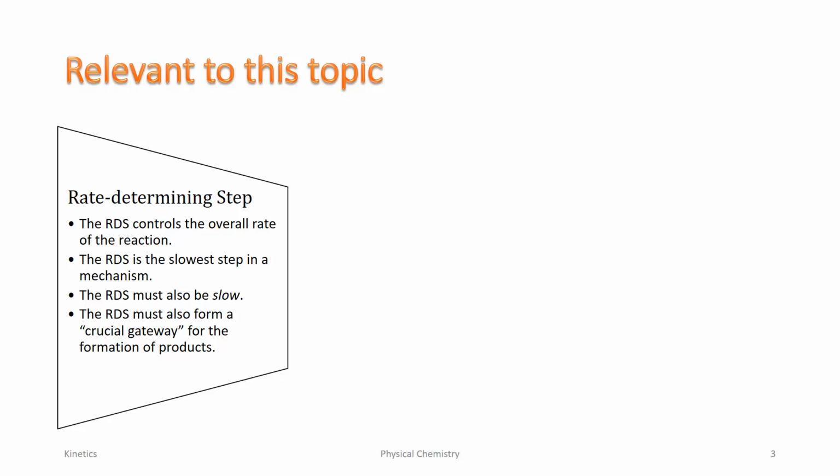And for it to be a rate determining step, that is this particular elementary reaction, it must form a crucial gateway for the formation of products. That is to say, there's no other possible alternative route that can circumvent this particular step.